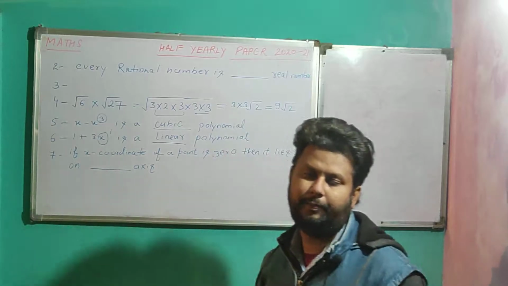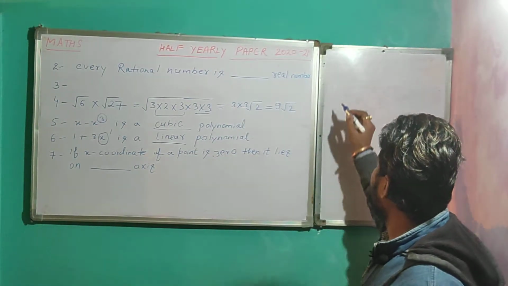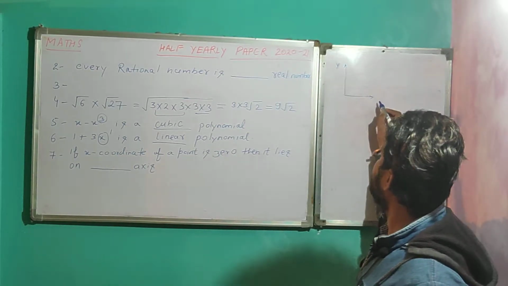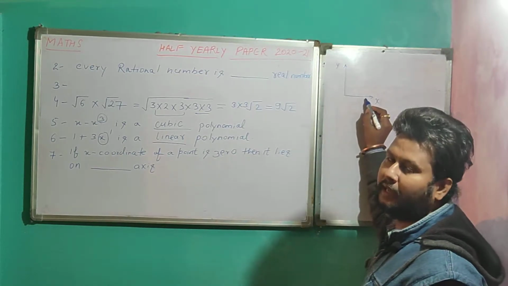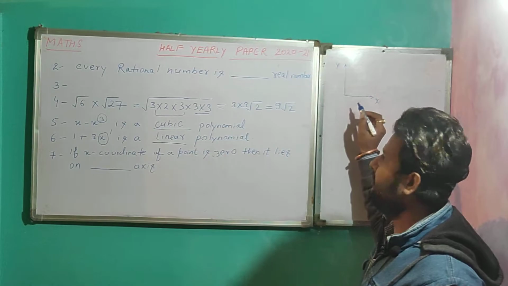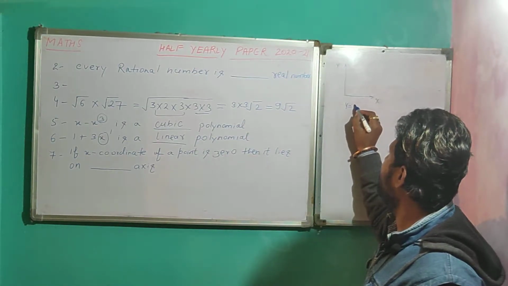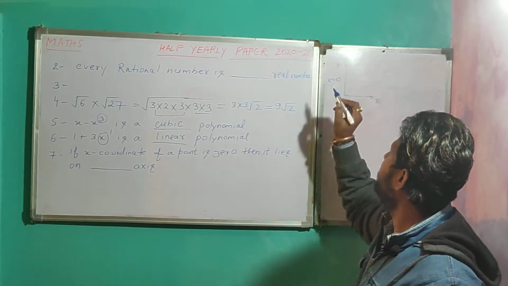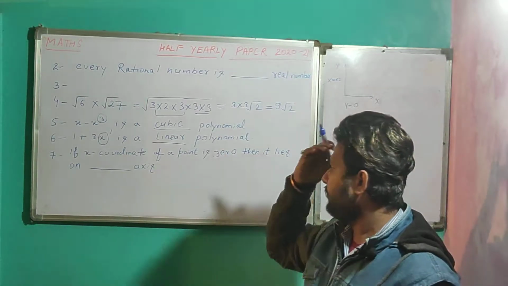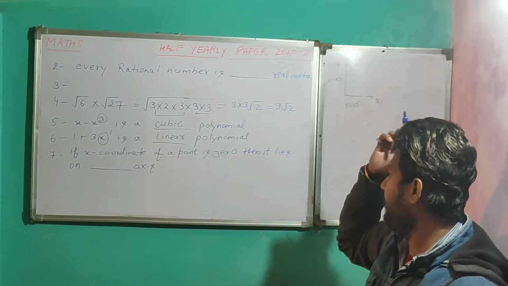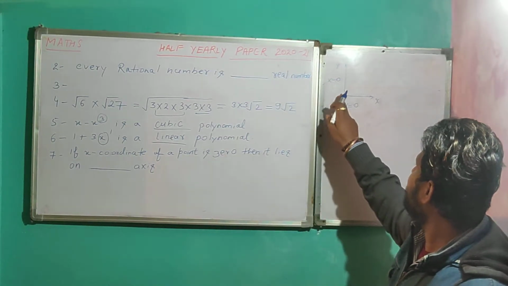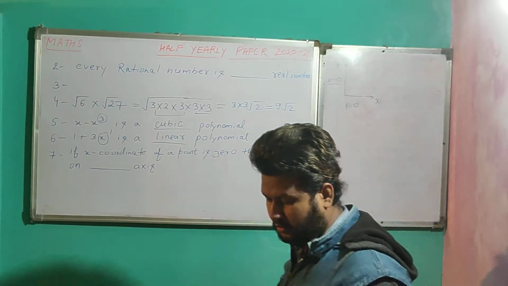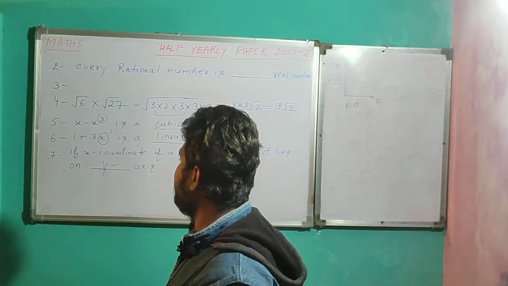We know very well that on a coordinate plane we have two axes. This is the y axis, this is the x axis. Any point on the x axis will have y coordinate 0, and any point on the y axis will have x coordinate 0. Therefore, as per our question, if the x coordinate of a point is 0, then it lies on the y axis.